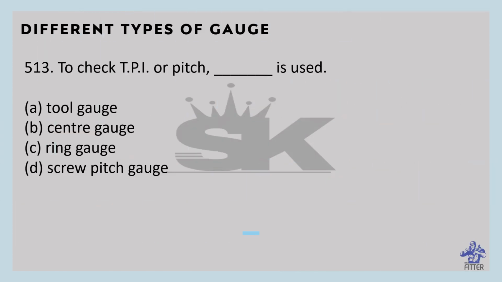To check TPI or pitch, which gauge is used? That is the screw pitch gauge. TPI means threads per inch. Screw pitch gauge is used to check the pitch profile and depth of thread. I'll write it down here.